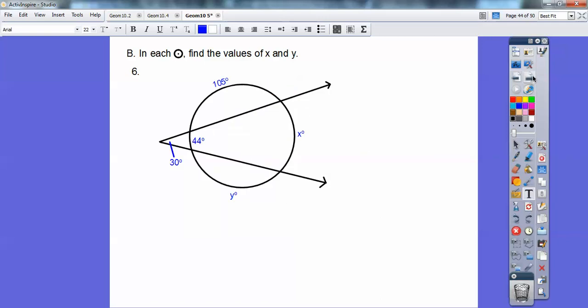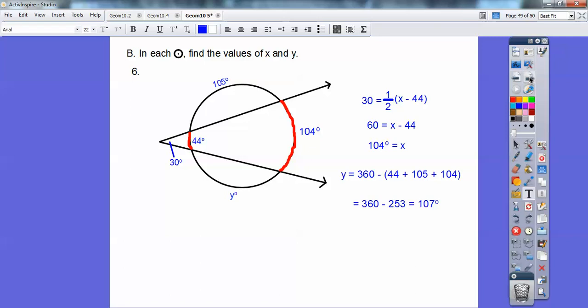So here I got another circle, and what I'm going to first do is use that 44 and the 30 and the x. That 30 on the outside is half the difference of x minus 44. So I'm going to multiply both sides by 2, and I get 60 equals x minus 44, and then add 44 to both sides, and you get x equals 104. So I'm going to go ahead and put 104 right there, and then I got a whole circle right there, 360. So y is the rest of that, so you should get 107, as long as I did my arithmetic right.